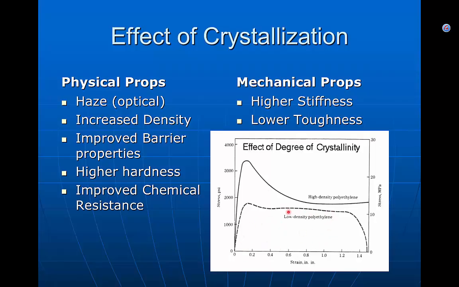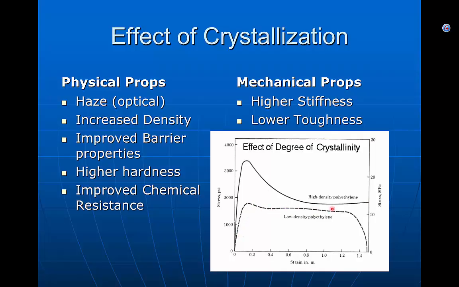This is low density polyethylene, so it's a low crystallization level. High density polyethylene is a lot of crystallinity, basically different percentages of crystallinity here. Notice the modulus of LDPE is low compared to the HDPE. The strength is higher for the HDPE. So we see this extraordinary result.